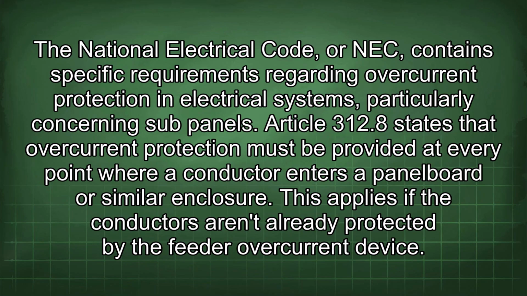The National Electrical Code, or NEC, contains specific requirements regarding overcurrent protection in electrical systems, particularly concerning subpanels. Article 312.8 states that overcurrent protection must be provided at every point where a conductor enters a panel board or similar enclosure. This applies if the conductors aren't already protected by the feeder overcurrent device.